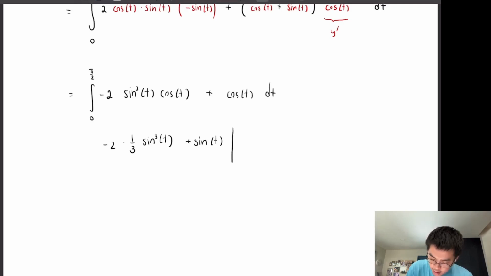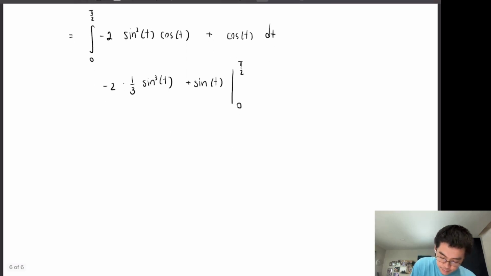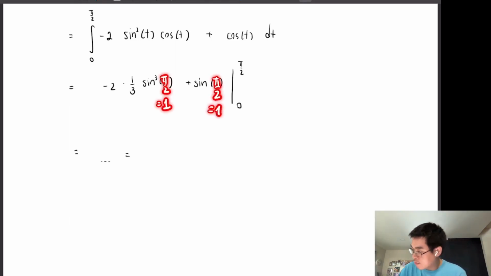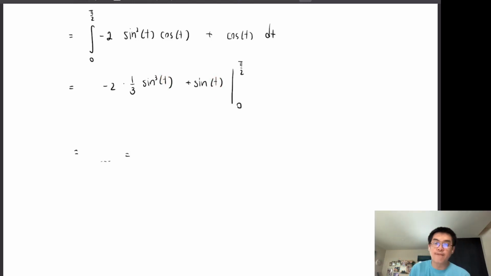And then you plug in from 0 to pi over 2. All right, I'll let you figure out how to plug in by yourself, but just so you know that sine of pi over 2 is 1, right? So after you plug in everything, oh, sine of 0 is 0 too. So you plug in everything, you get this plus 1. So the answer is 1/3.